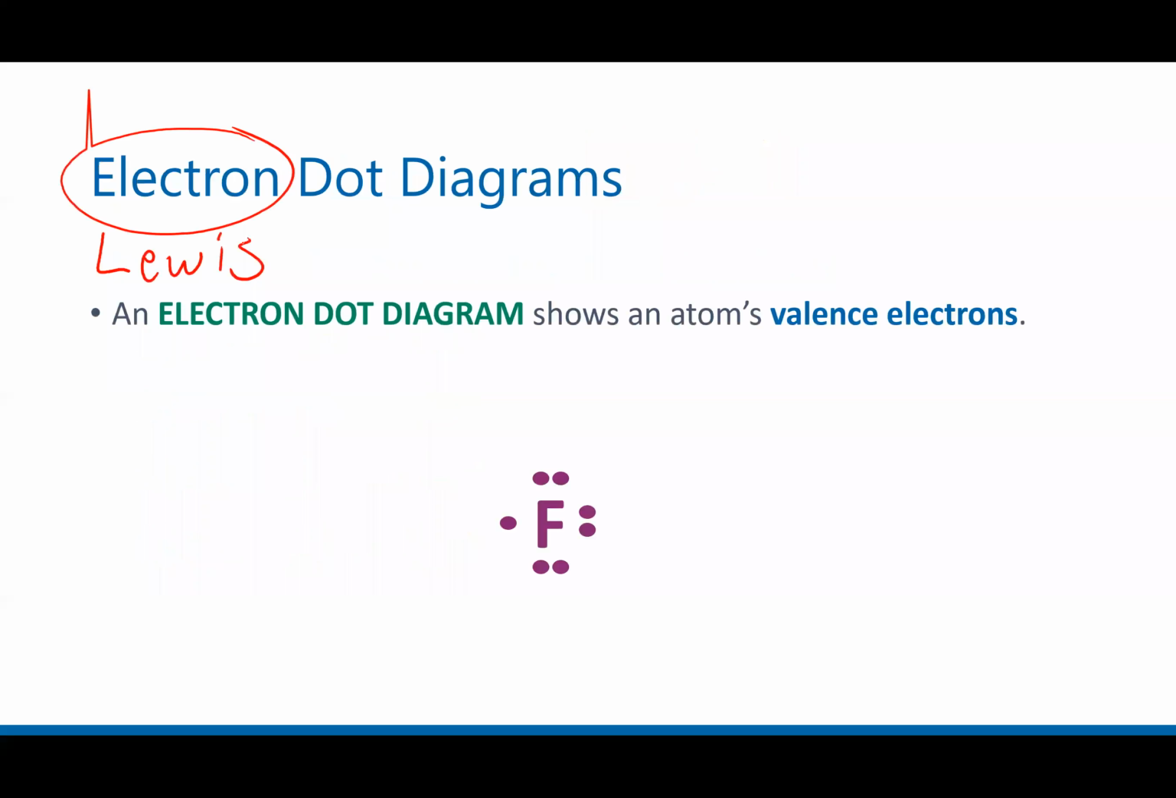Electron dot diagrams are also called Lewis dot diagrams. The only reason I'm telling you that is because if you go online and want to do some practice, or maybe you have an old chemistry book lying around, most first year, even high school chemistry books might call this Lewis. That's obviously somebody's name, but we tend to just call them electron dot diagrams.